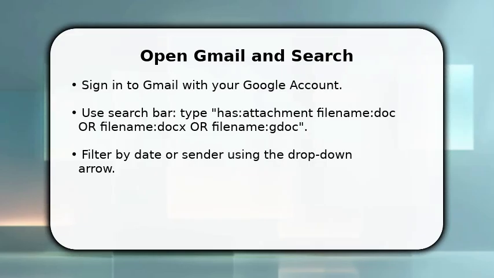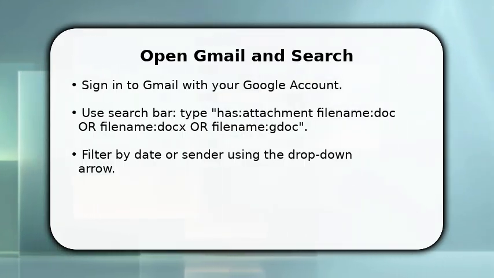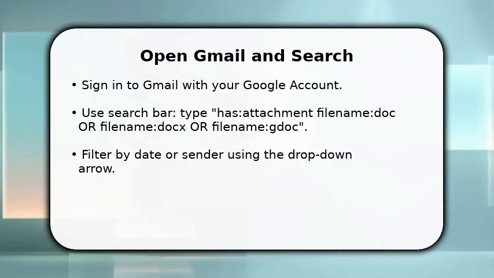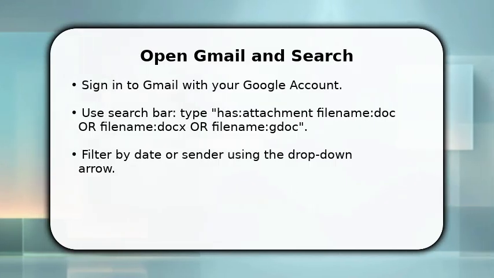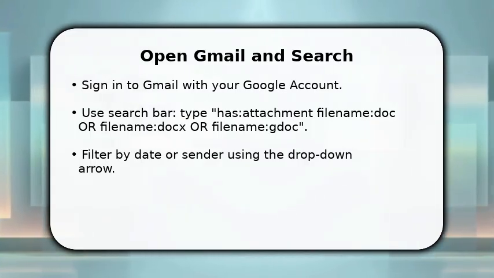You start inside Gmail, signed into the Google account that holds the documents. In the top search bar, type a focused query like has:attachment filename:doc or filename:docx or filename:gdoc. This quickly surfaces emails with docs or Word attachments. Once done, use the drop-down to add sender, subject, or date filters to narrow results. Make sure to press enter and scan the newest results first so you don't miss recently shared items.